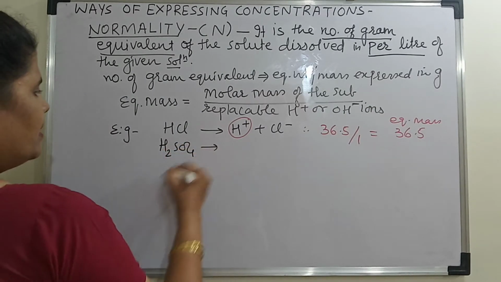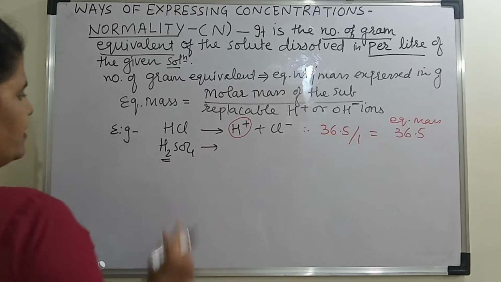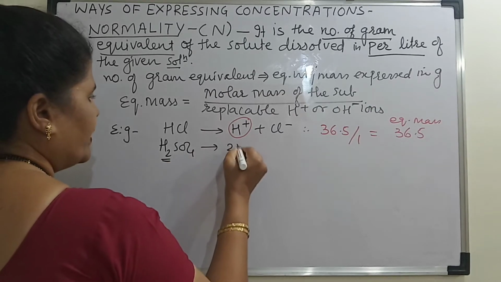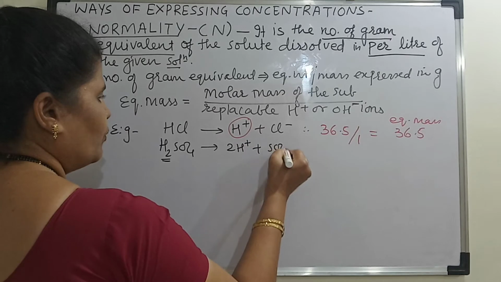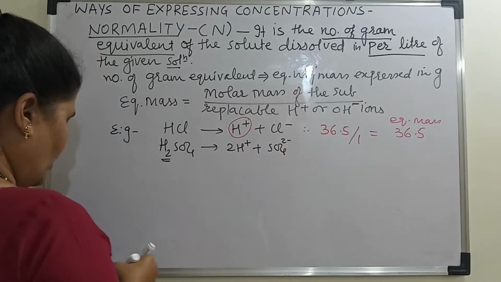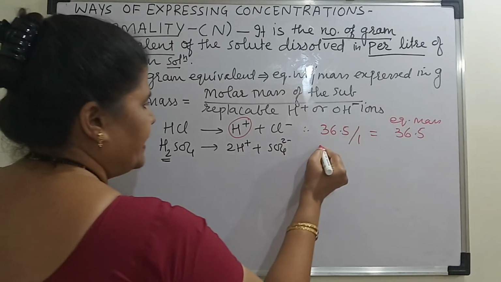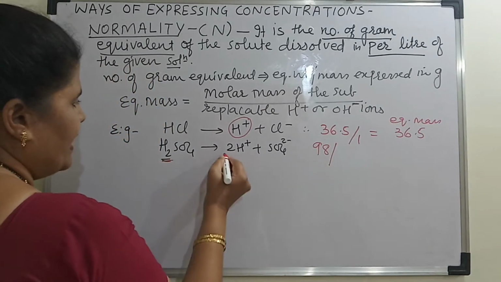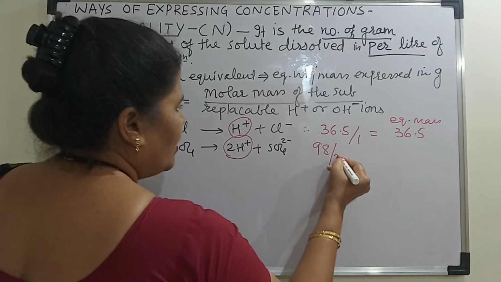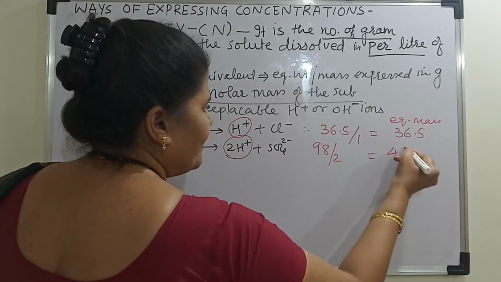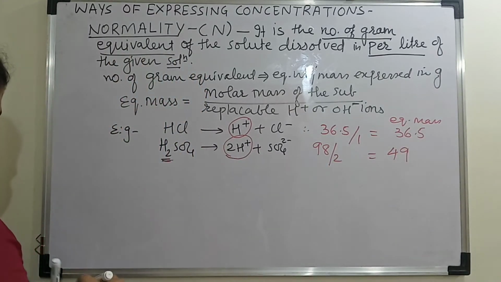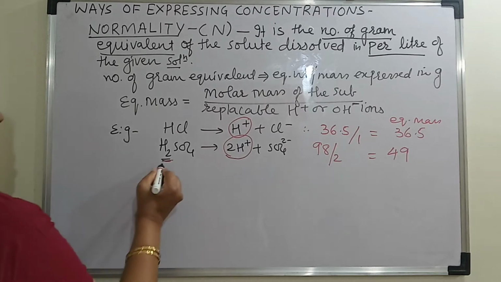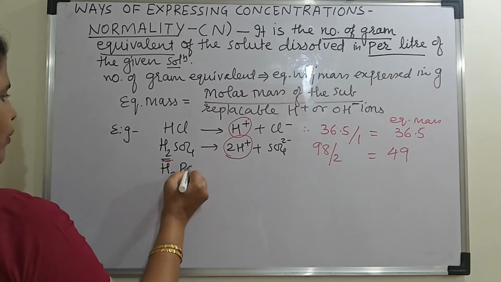Now what if I consider H2SO4? If I see the formula here, I can see that it is having 2 H plus. So it will give me 2 H plus plus SO4 2 minus. So the molar mass of H2SO4 is 98 divided by replaceable H plus. How many H plus is it giving, students? 2. So what will be its equivalent weight? It will be 49.